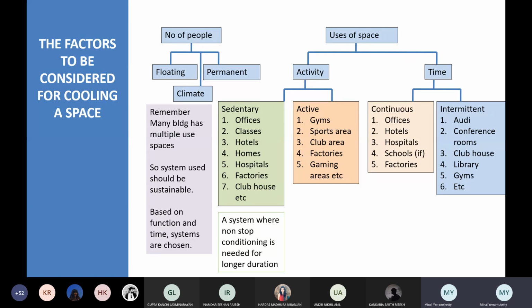Okay, if it's a small kind of an office, obviously my consideration will not be centralized. So remember all these things. These are some of the factors on which you will plan your air conditioning systems.